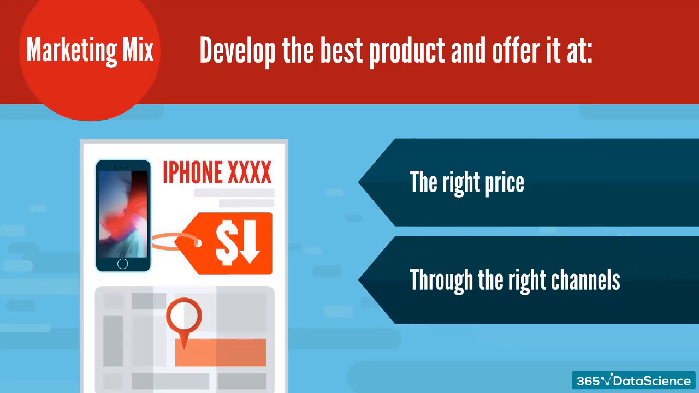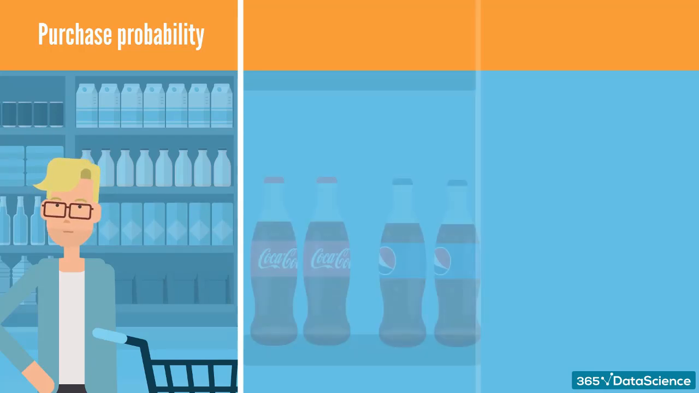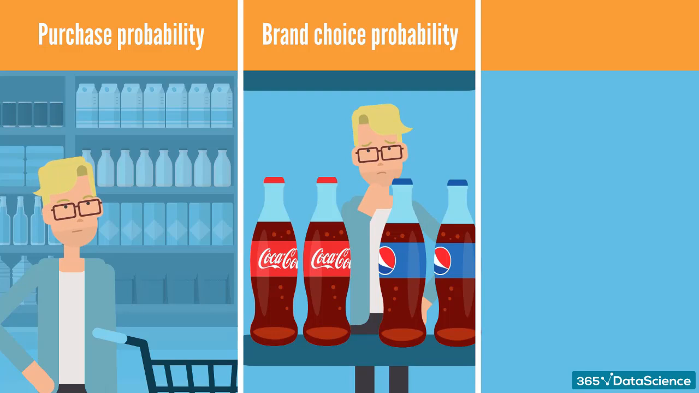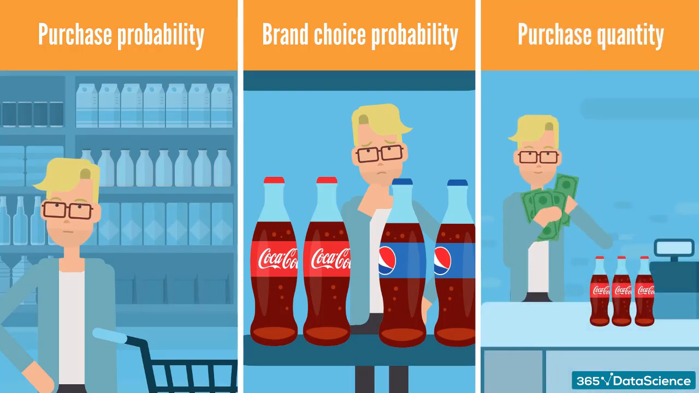In this course, we'll cover customer analytics that answers 3 fundamental questions about positioning and the marketing mix. 1. Will a customer buy a product from a particular product category when they enter the shop? 2. Which brand is the customer going to choose? 3. How many units is the customer going to purchase?